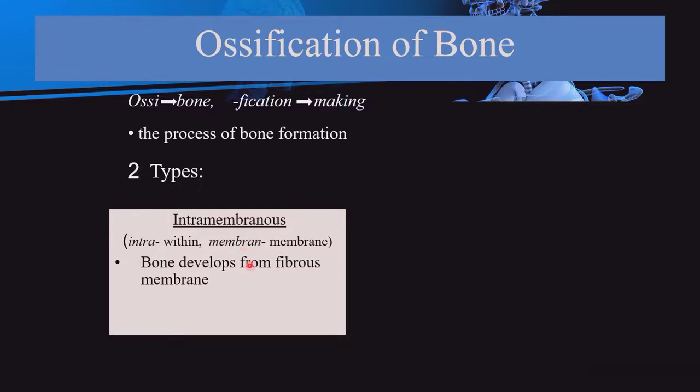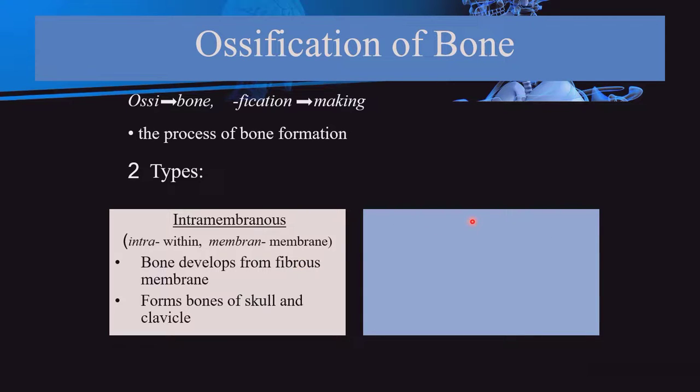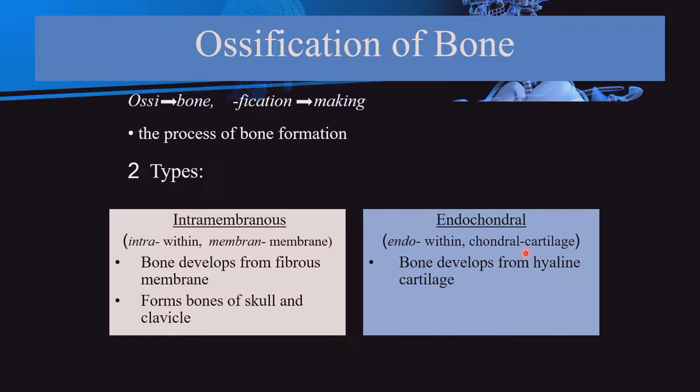Under endochondral ossification, the bone is derived from cartilaginous models, since the word is made up of two further words, endo, which means within, and chondro, which means cartilage. Now you have to remember the examples of the bones that are formed from intramembranous ossification. They are the bones of the skull. Similarly, the examples of the bones that ossify by endochondral ossification are all of the long bones except the clavicle.